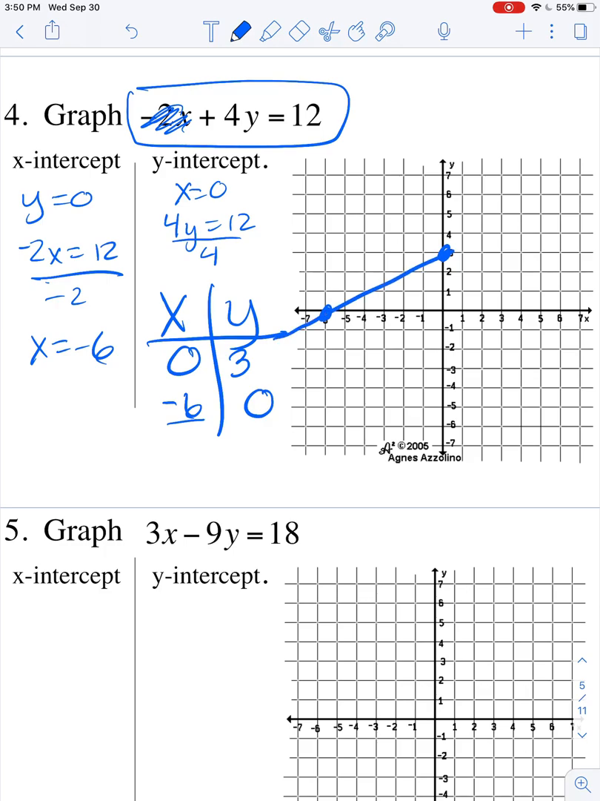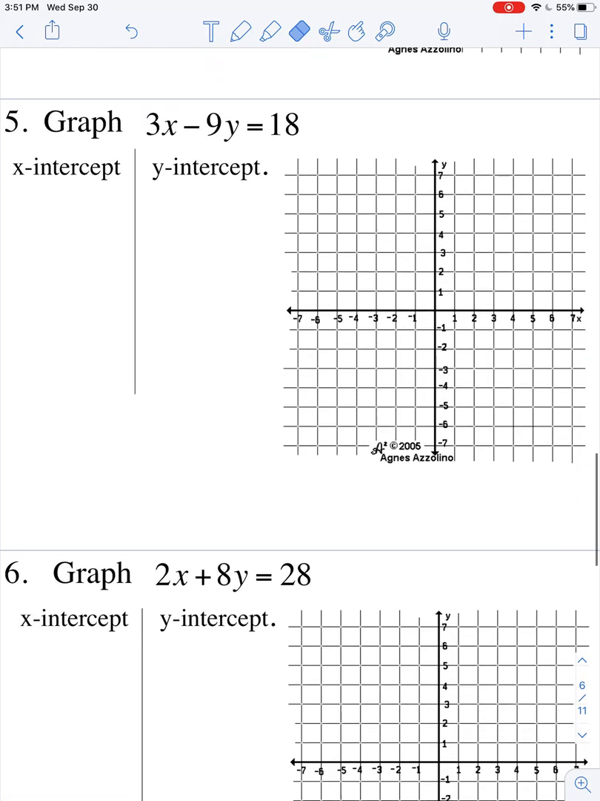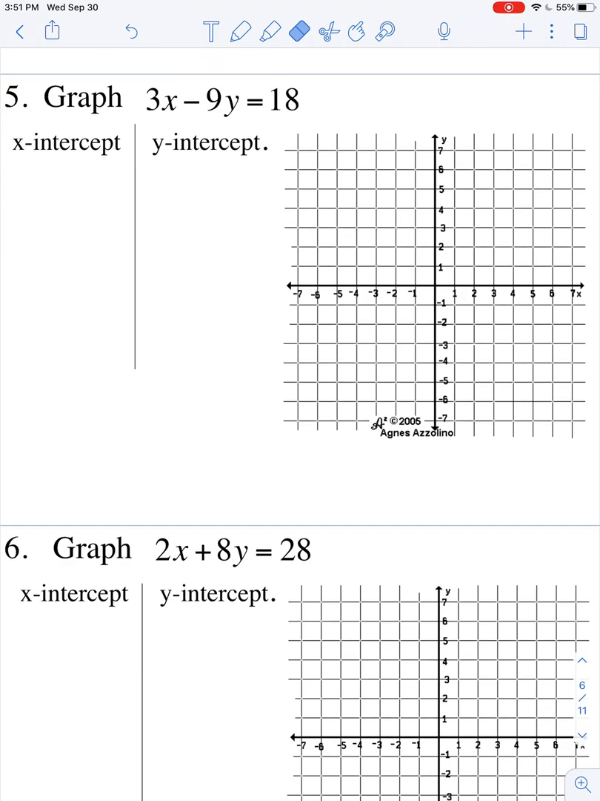So if I connect 0, 3, and then -6, 0, and if I connect those in a line, then I can be done graphing my standard form equation. So I'm just focusing on 1 point at a time. So let's try that again.